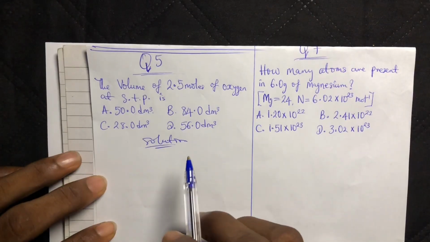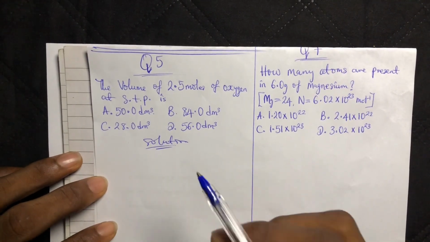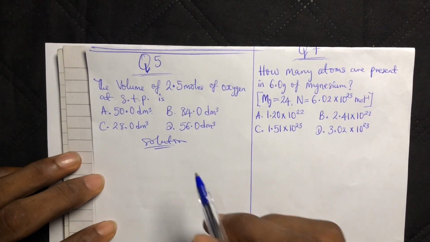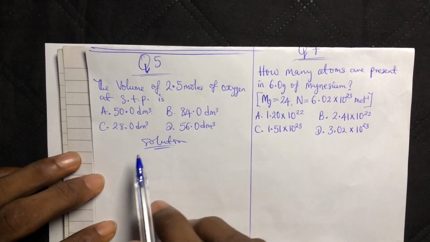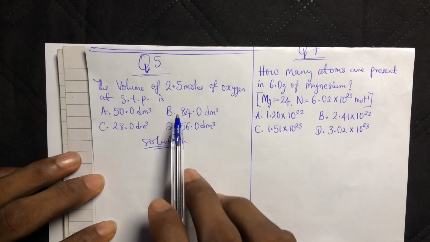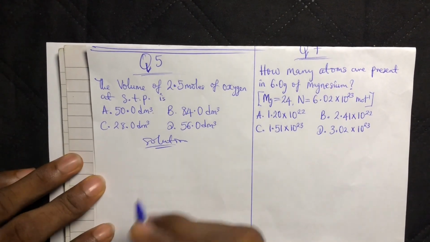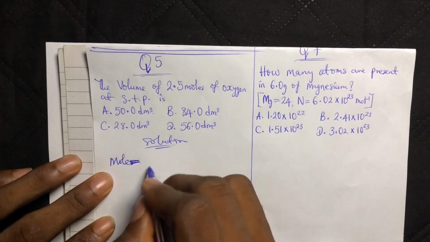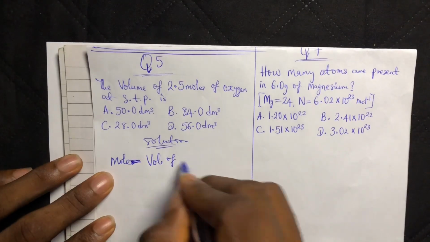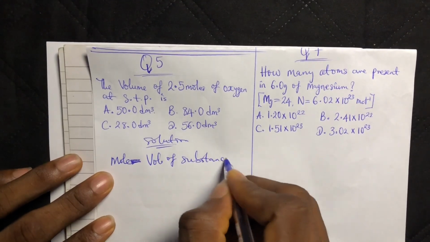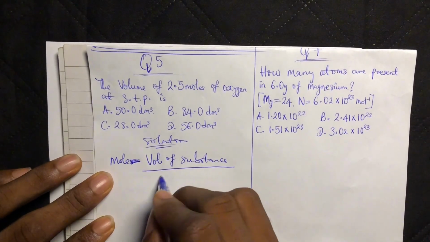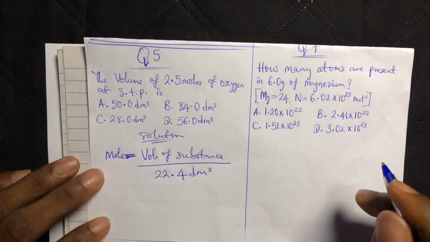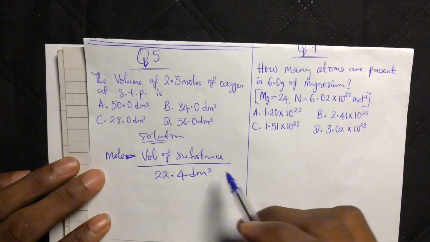So the first thing you need to do is to take your mind back to the list of formulas that I gave out to you in the first video. And if you go through that formula, you're going to see the correct formula that we use to solve this particular question, all right? So that formula is mole equal to volume of substance over 22.4 dm cube.